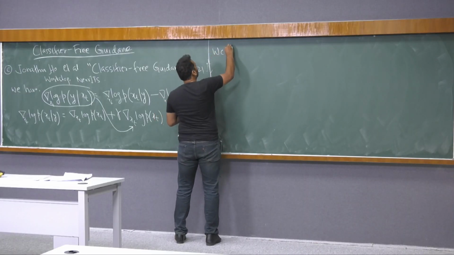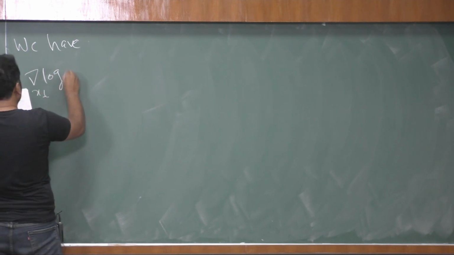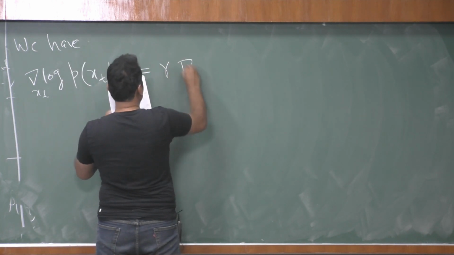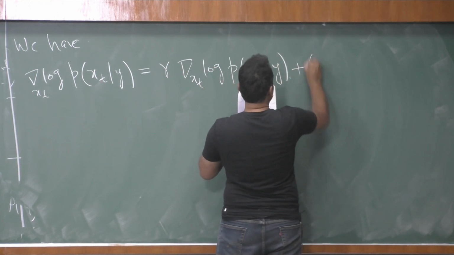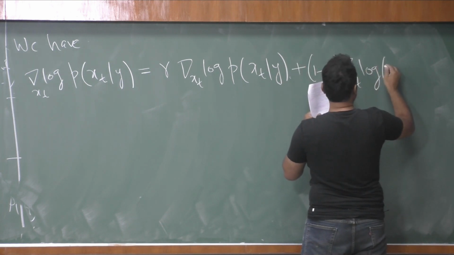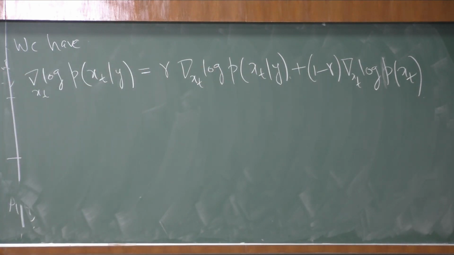So we have grad xt log p(xt|y), and this becomes, if we take the gamma common, gamma times grad xt log p(xt|y) plus 1 minus gamma times grad xt log p(xt). So we have got rid of the y given xt. Okay, that was the whole plan. Basically the classifier is gone, and we will try to learn this, in fact.